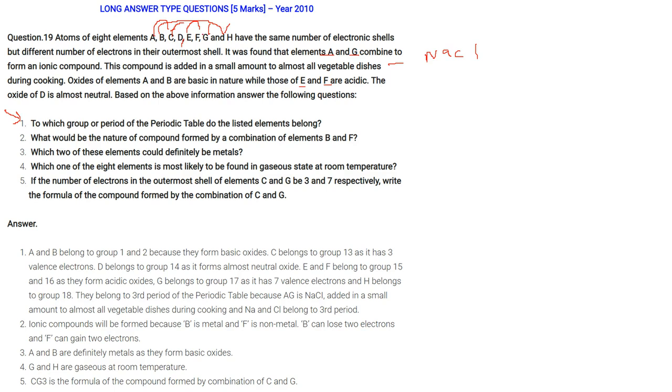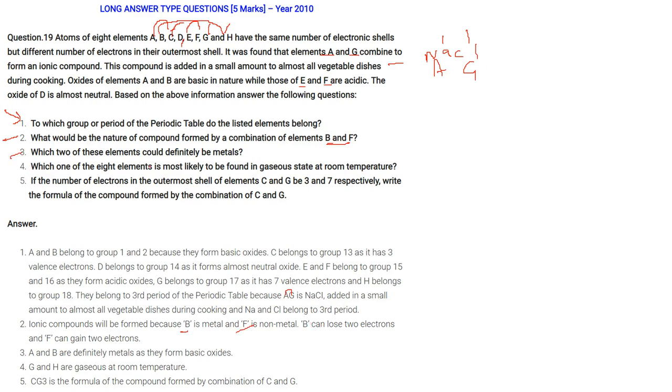They belong to the third period of the periodic table. Why? Because AG, when it combines, as I said, this is A and this is G, Na and Cl. This is added in small amount to almost all vegetable dishes during cooking, and sodium and chlorine belong to the third period. Next is, what would be the nature of the compound formed by the combination of B and F? See, an ionic compound will be formed because B is a metal, F is a non-metal. So B can lose an electron, F can gain 2 electrons.